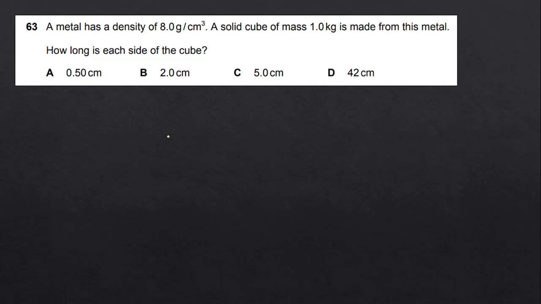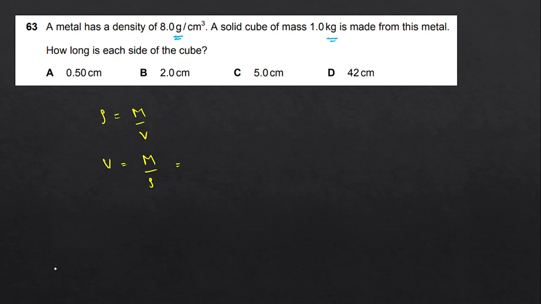So we have to determine what's the volume of the cube. Later we can find out what is the length of each side. You know, density is mass by volume, or volume can be written as mass over density. Now here let's look at the units of density and units of mass. The density is written in terms of gram per cm cube, whereas the mass is given in terms of kg. So let's convert this kg into grams.